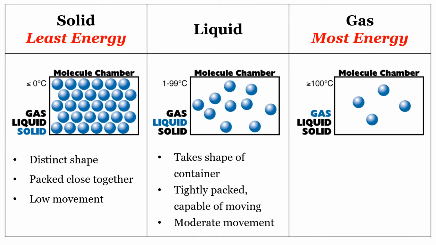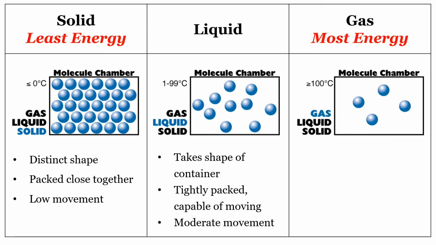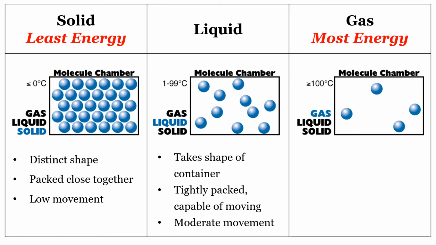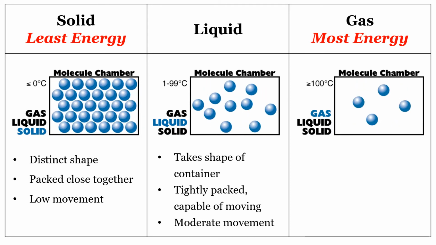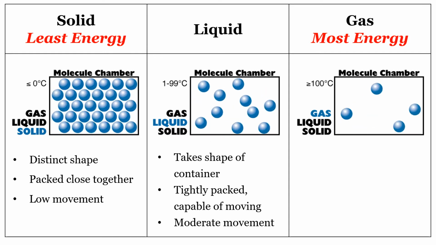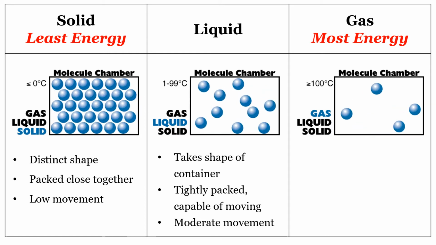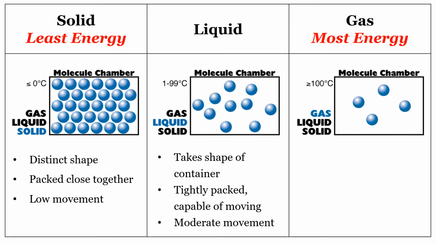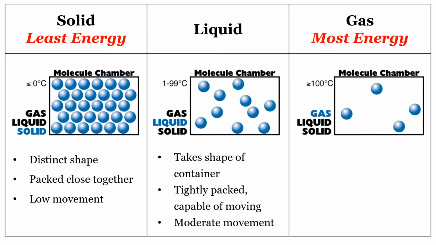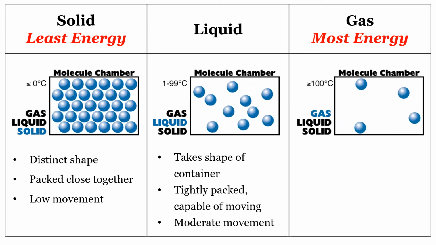Our liquid phase took the shape of the container. So our ice cube melted and it started to form a pool in the frying pan. If I had more water in the frying pan, it would have taken the shape of that container. Think about water in a drinking glass. When you pour water into a glass, it takes the shape of the container. The molecules are tightly packed, but definitely capable of moving around. So you can take a liquid and move it around and it'll take the shape of whatever you move it into. So there's moderate movement going on, whereas in a solid there was very little movement. The ice cube just sat there, whereas a liquid will move around.